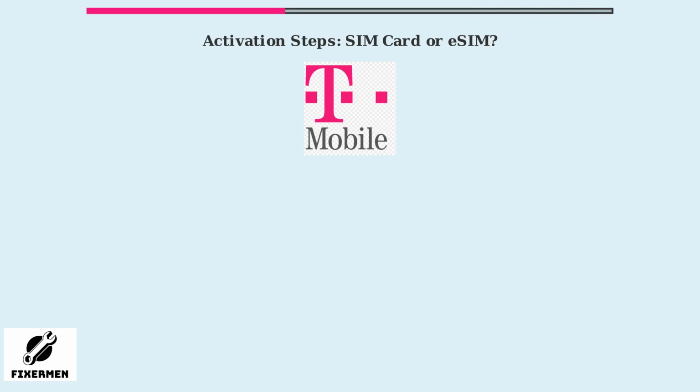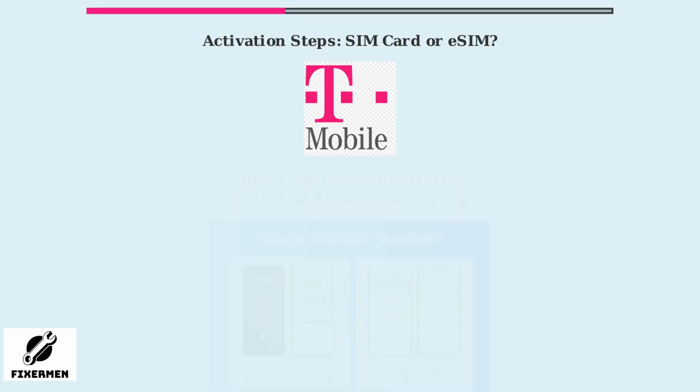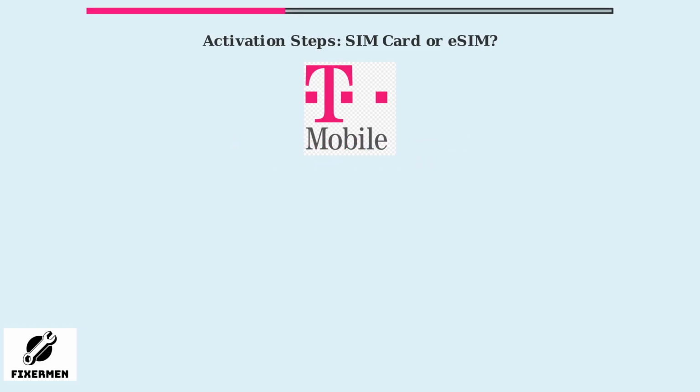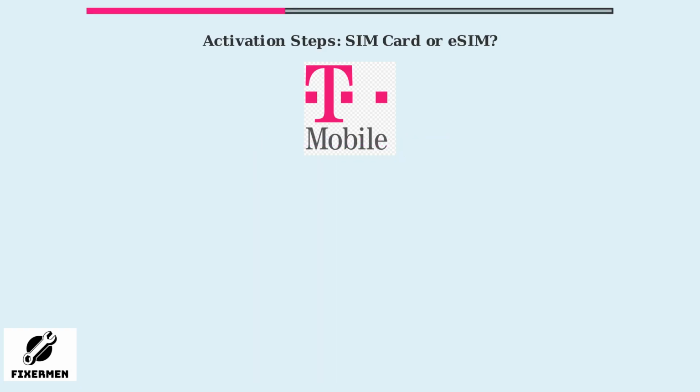First, verify your device's eligibility using its IMEI on T-Mobile's website or app. Next, choose a T-Mobile plan, either prepaid or postpaid, and obtain a SIM card or an eSIM. Most newer devices now use eSIM, which can be activated by scanning a QR code. Physical SIM cards can be ordered online or picked up at a T-Mobile store. Activation typically takes 5 to 30 minutes.